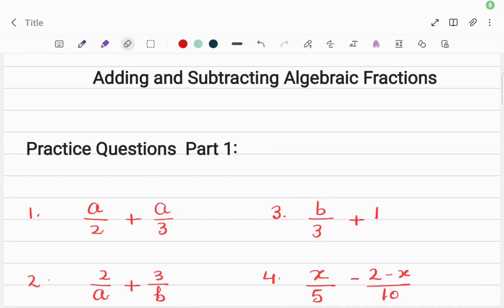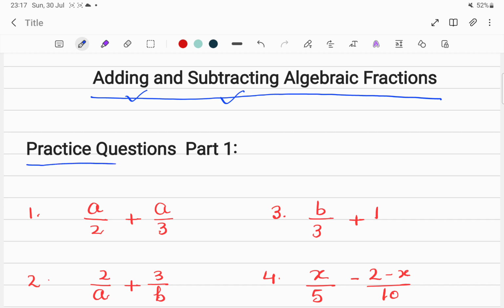Hello everyone, today's topic is adding and subtracting algebraic fractions. So far we have covered the meaning of algebraic fractions, how to simplify them, and multiplying and dividing algebraic fractions. In today's lesson we will be focusing on addition and subtraction of algebraic fractions.